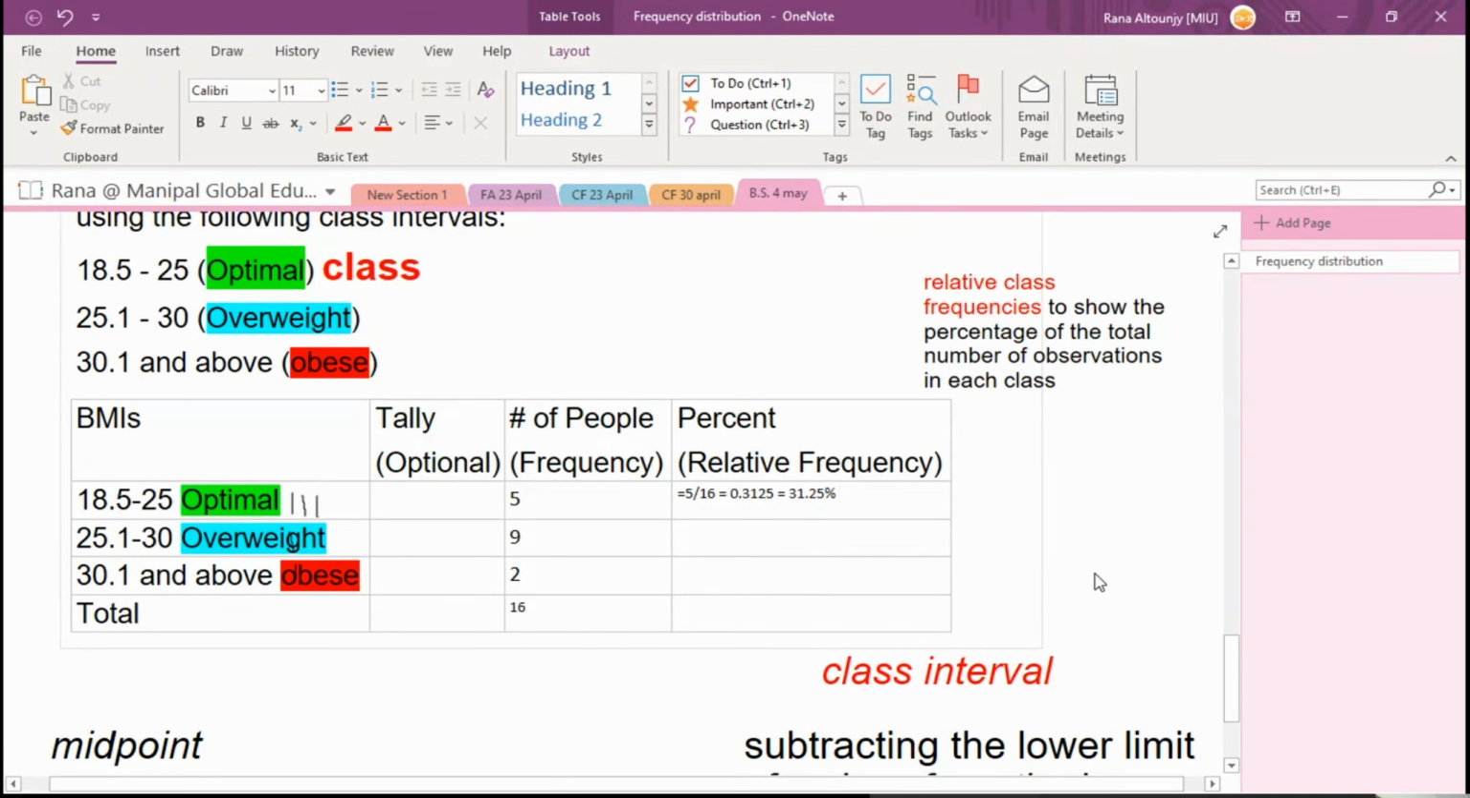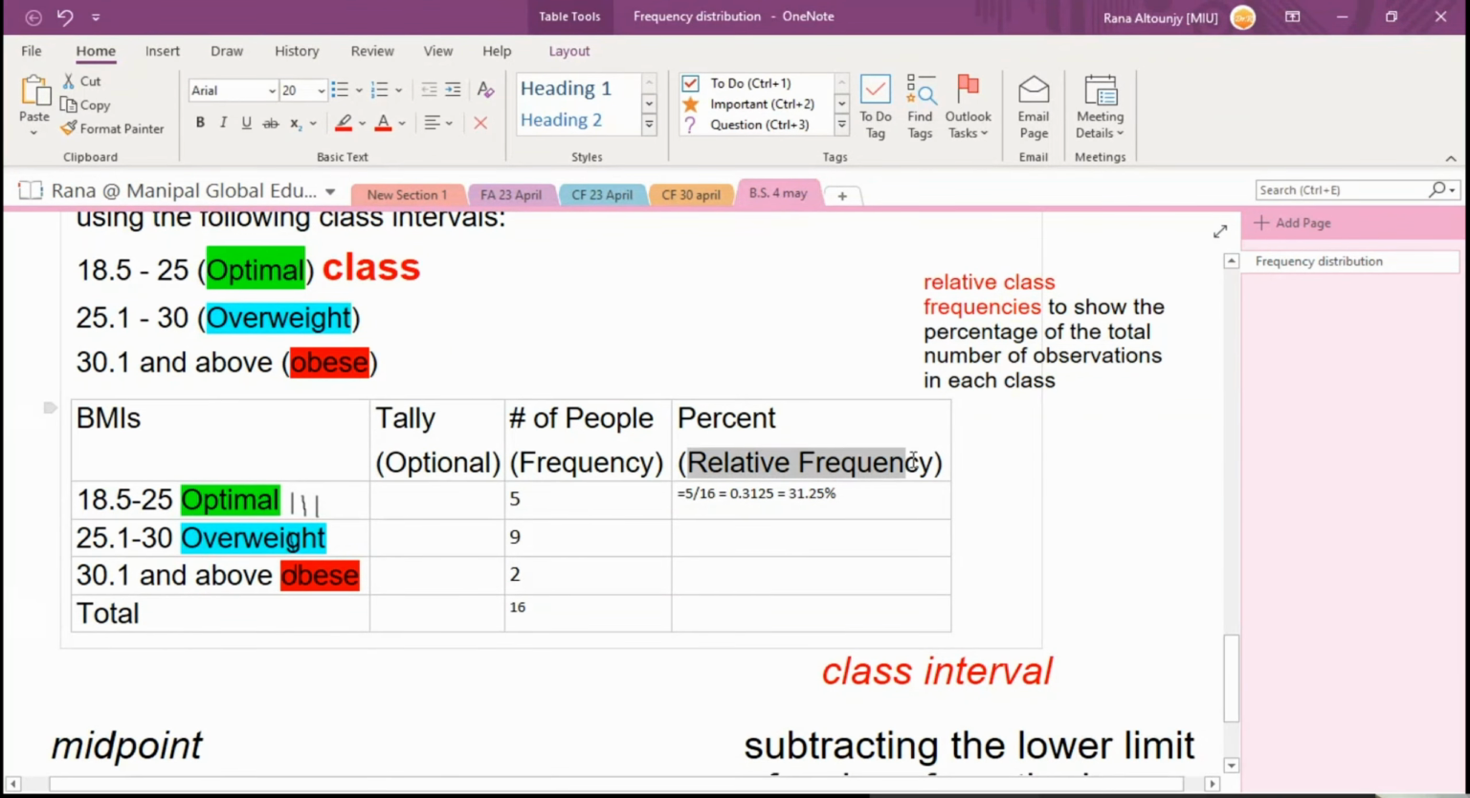So the relative frequency, you need to divide the frequency of this category on the total. So 5 divided on 16 is 0.3125. So as a percentage is 31.25. Calculate for me the second option for overweight.